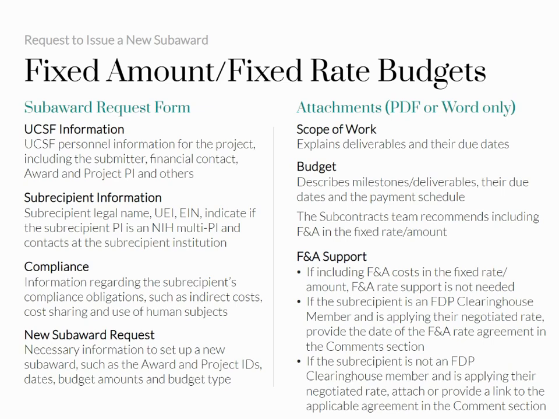If the subrecipient is an FDP clearinghouse member and is applying their negotiated rate, provide the date of the F&A rate agreement in the comment section of the subaward request form. If the subrecipient is not an FDP clearinghouse member and is applying their negotiated rate, attach or provide a link to the applicable agreement in the comment section of the subaward request form. If the F&A rate agreement is not available online and the subrecipient is not an FDP clearinghouse member but is applying their negotiated rate, please do attach their negotiated rate agreement as a PDF or Word document.